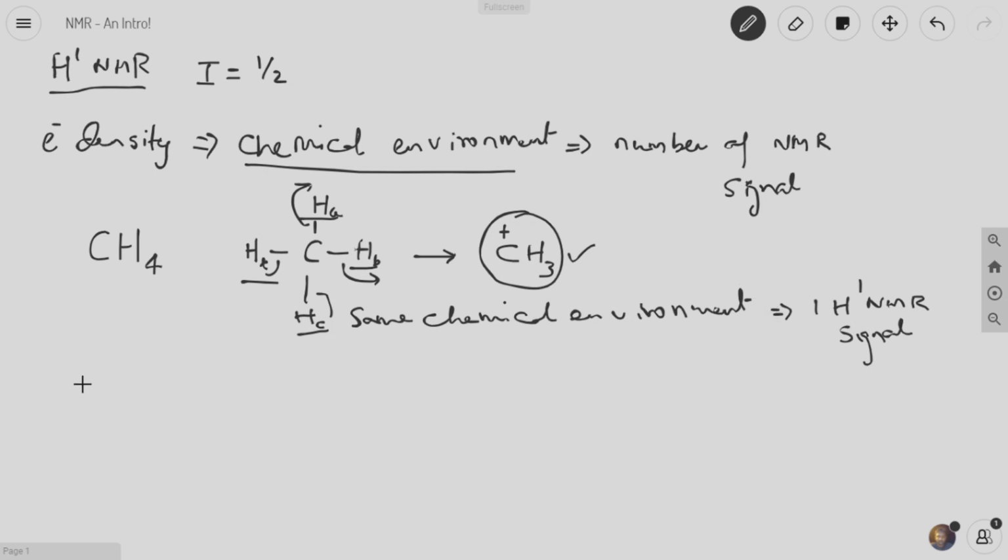So let us extend it to a bigger molecule, that is ethane, CH3CH3. I'm trying to apply the same principle here. I'm going to remove one proton from a carbon. I'm assuming this to be carbon A and this to be carbon B. Whether I remove hydrogen from carbon A or carbon B, I'm going to land up in a primary carbocation.